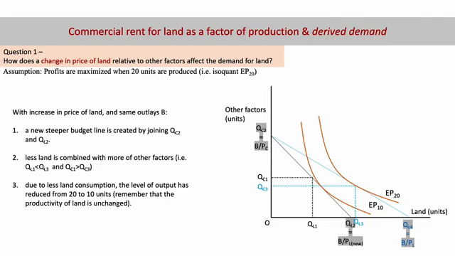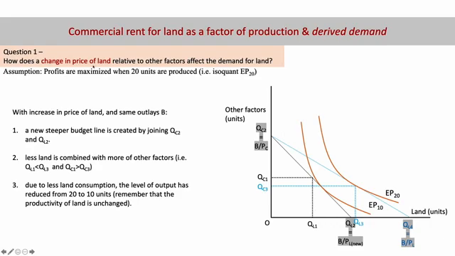And when we are talking about the isoquant and budget line, we are talking about microeconomics, which means we are talking about one firm and not a general economy. We are talking about one firm who is dealing with this land, for which the isoquant line looks like this, for which the budget line looks like this. We are operating under the assumption that profits are maximized when 20 units are produced, that is at EP20.